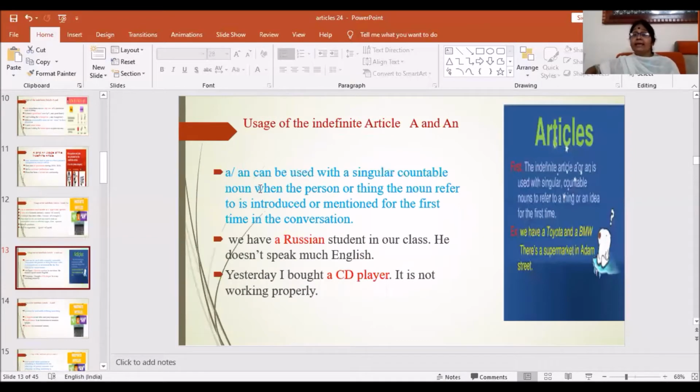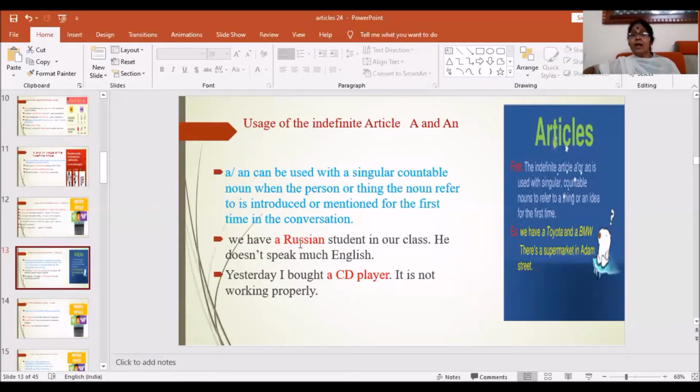A and an can be used with singular countable nouns when the person or thing the noun referred to is introduced or mentioned for the first time in the conversation. So, whenever we are introducing a person or a thing for the first time, even then we use our article a and an. For example, we have a Russian student in our class. He does not speak much English.